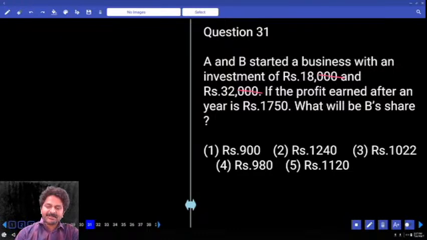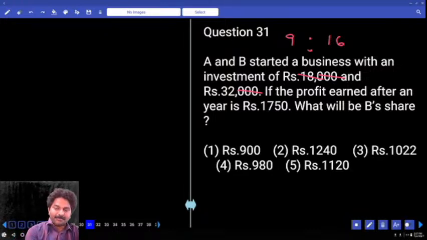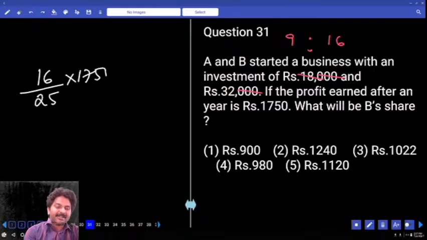Three zeros in the investment are common. Cancel with 2: 9 times and 16 times. So total how many parts do we have? B is getting 16 out of 25 parts of 1750.